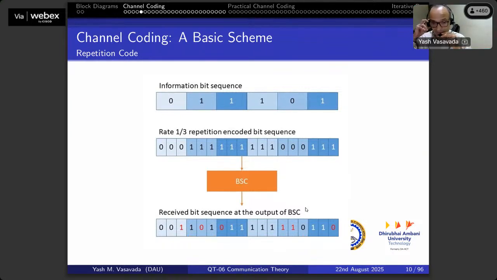Now, my question is that suppose the receiver knows the boundary of these 3-bit blocks, right? So it will take each block of 3 bits at a time and then proceed with it. My question is that at the receiver, suppose as shown in this example, for the first block, we got 001. What should the receiver do? Should the receiver say that bit 0 was transmitted or bit 1 was transmitted?